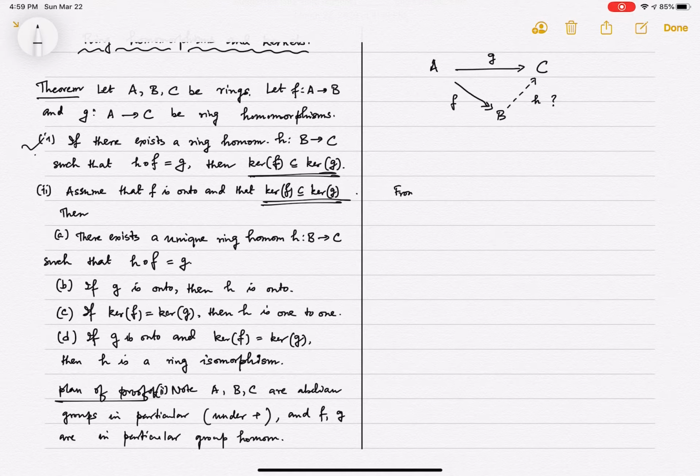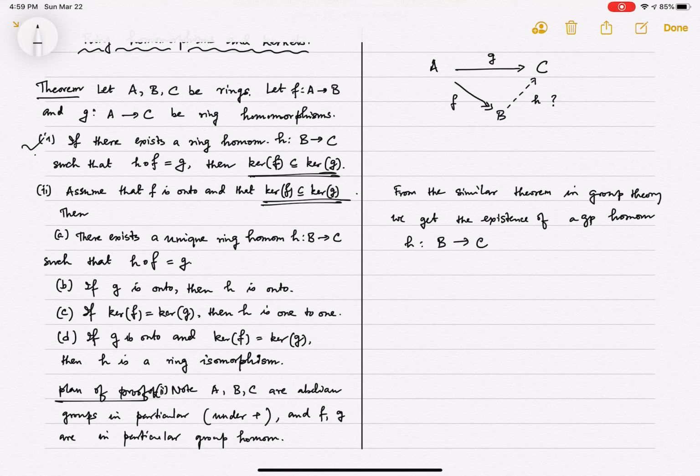So from the similar theorem in group theory, we get the existence of a group homomorphism H from B to C such that F followed by H is G, and its uniqueness, such an H, and also parts B, C, D.